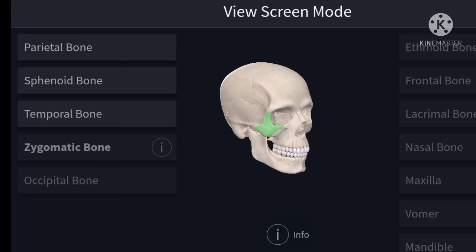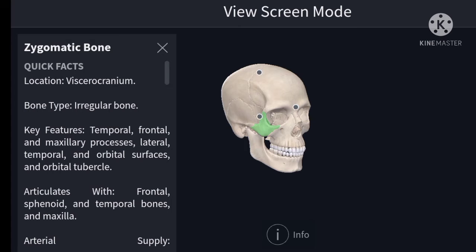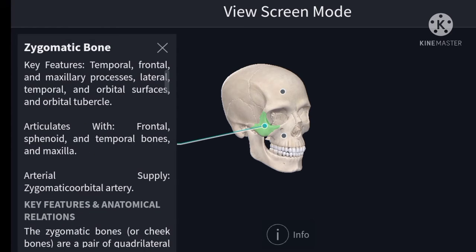Now we will talk about the zygomatic bone. As you can see here, this is a zygomatic bone and it is also a type of irregular bone which is located in viscerocranium and it articulates with the frontal bone, sphenoid bone, temporal bone and maxilla, and it is supplied by the zygomatico orbital artery.